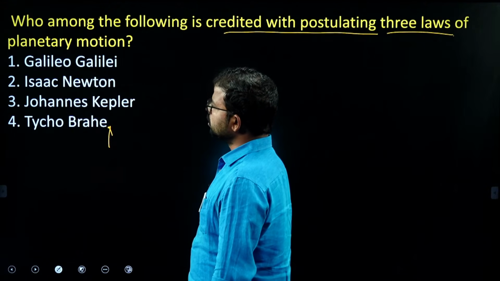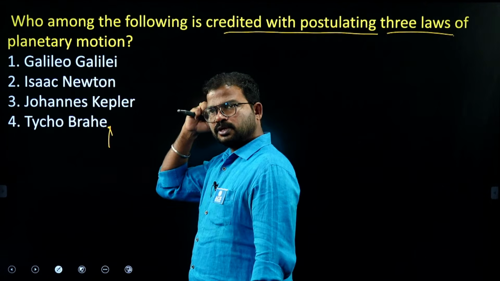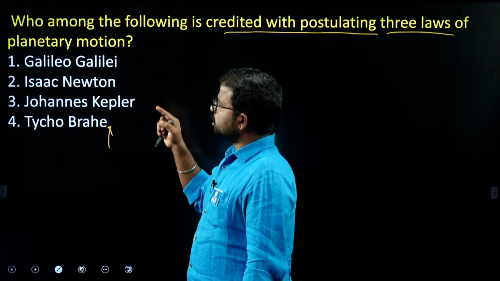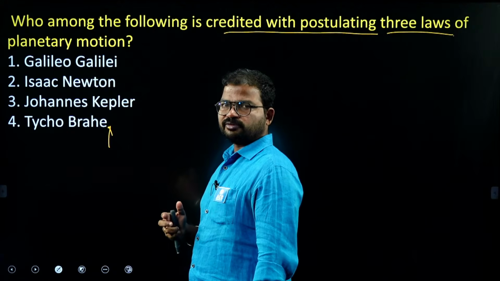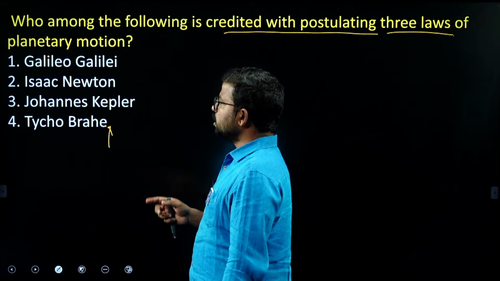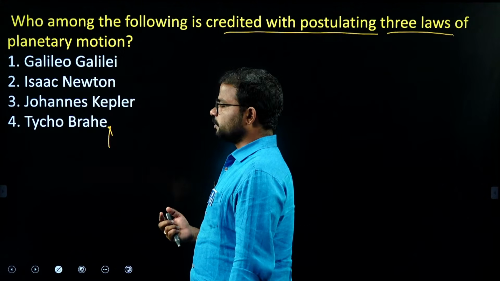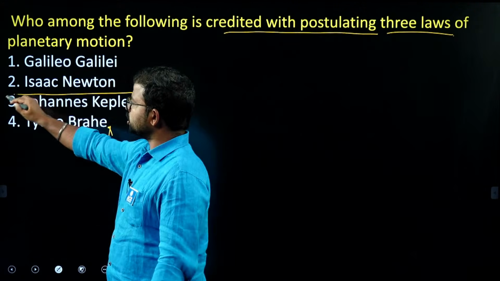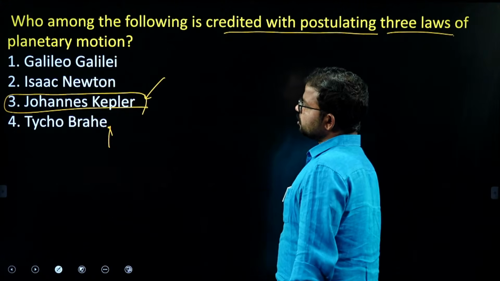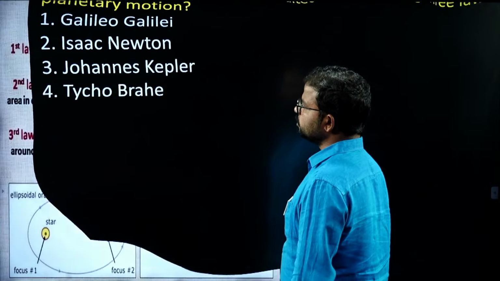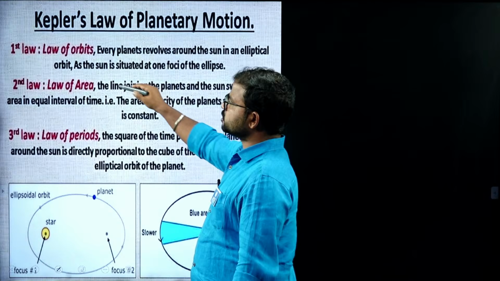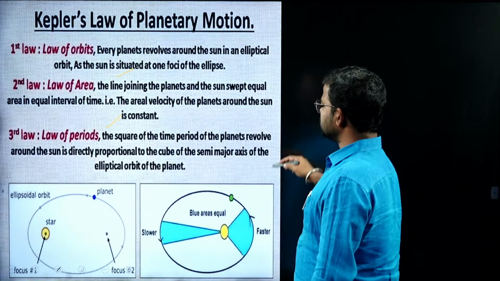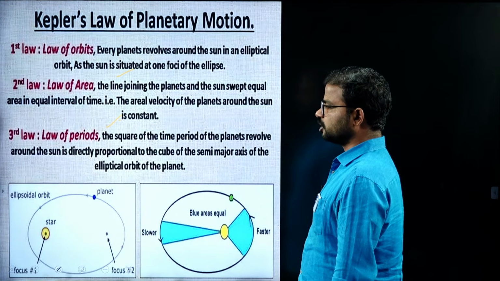Galileo's concept is related to the first thermometer, which was invented by Galileo. Next, Isaac Newton. The gravity concept was introduced by Isaac Newton. Next, Johannes Kepler. Here the correct option is option 3 only. Kepler's planetary motions have three laws: the law of orbits, the law of areas, and the law of periods. So the correct option is option 3 only.